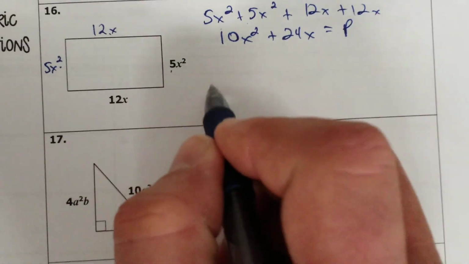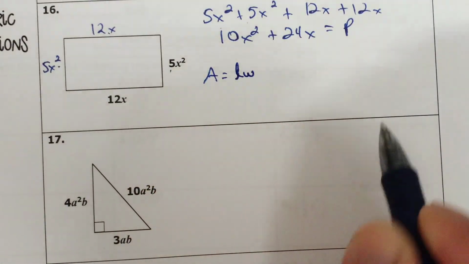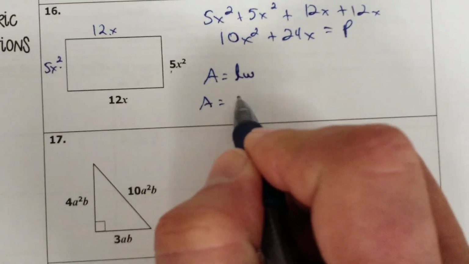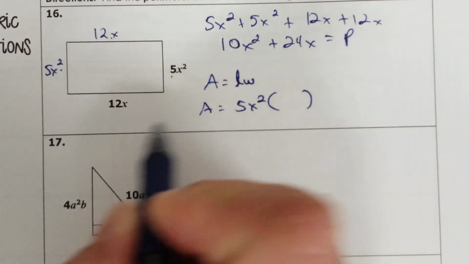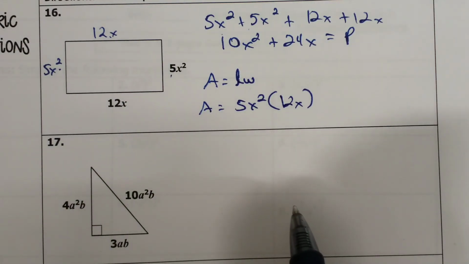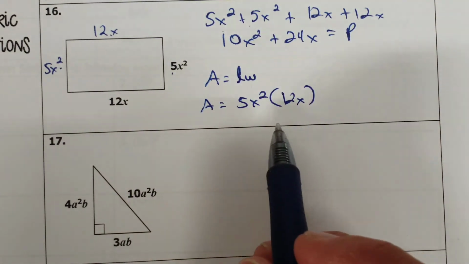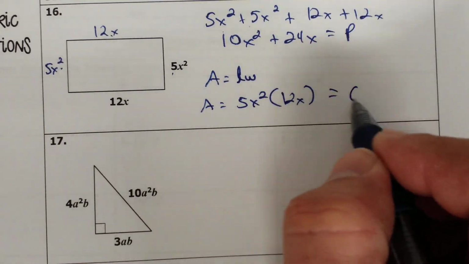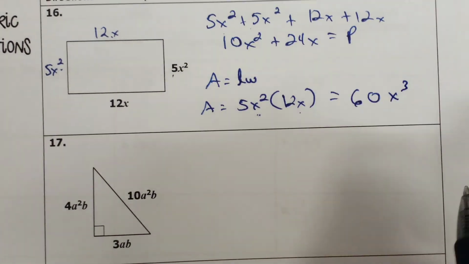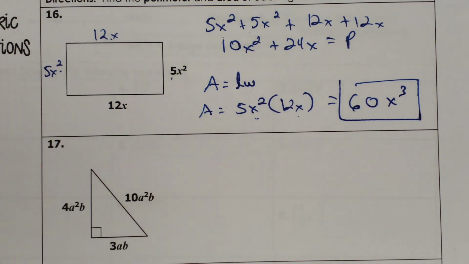Okay, what about area? Well, area is when you multiply the base times the height or the length times the width. So this times this. So the area is going to equal 5x squared times 12x. Well, this is what we just learned. Actually, this is what we learned in the last lesson. Multiply the coefficients, keep the base, and add the exponents. So the area would be 60x to the third.